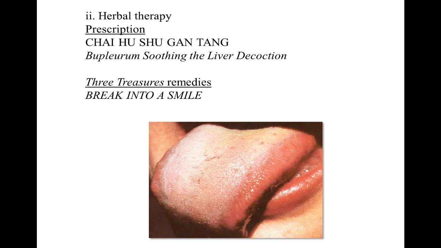And the remedy for this we've already seen is Break into a Smile, Chai Hu Shu Gan Tang, which we have discussed in the context of the middle burner. And we've already seen this picture of the tongue. This would indicate severe liver Qi stagnation because it's red on the sides there.